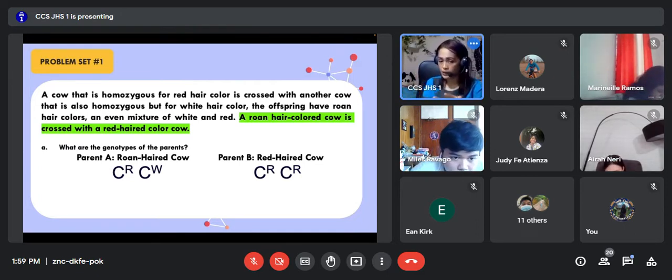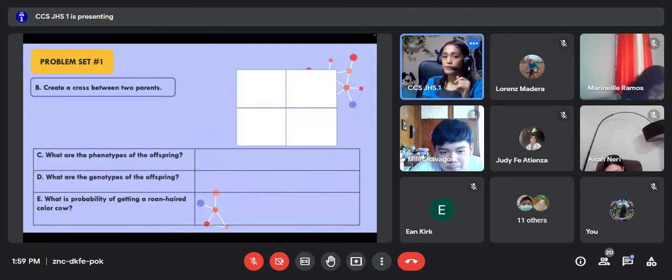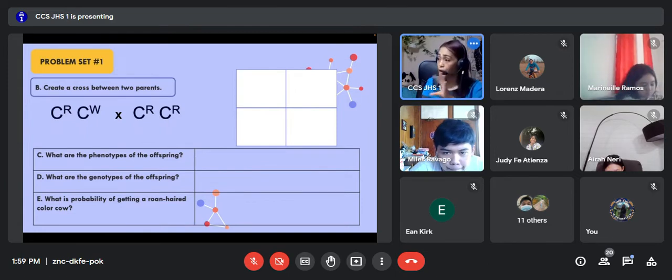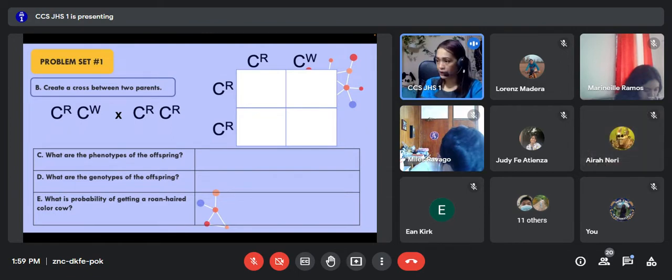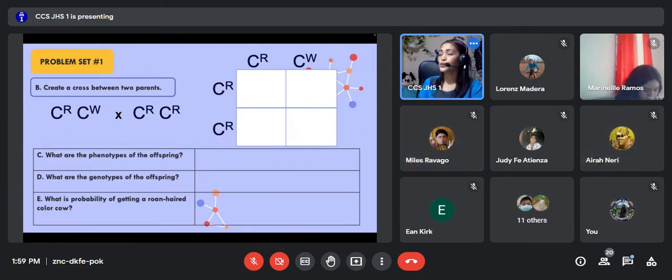corresponding genotype because this is actually our starting point for the next. So we have one parent, roan, meaning it has red and white, and then the other parent is purely red, meaning all of the body covering is tinted with red. CRCW, that's parent 1. CRCR, that's for parent number 2. Now, let me reveal the first quadrant.